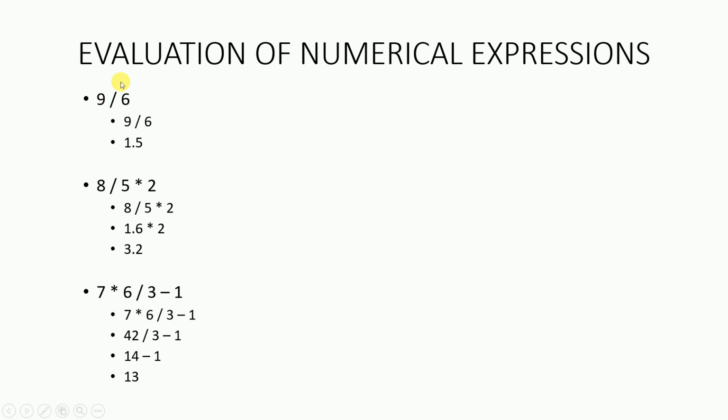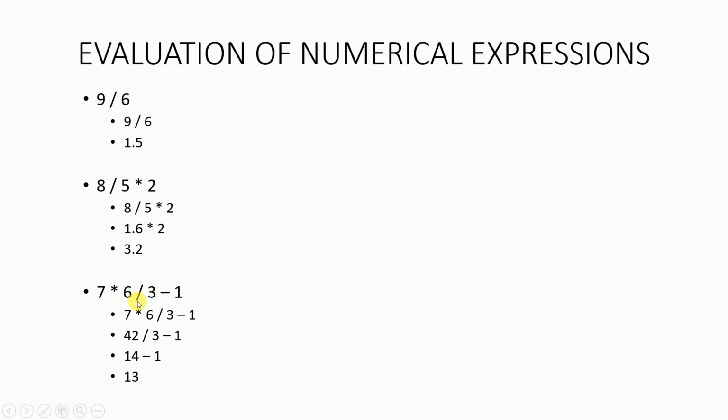Here you have only one division operation. 9 by 6 is 1.5. Okay. And 8 by 5 into 2. There is one division and one multiplication. You have to go from left to right. And 8 by 5 is 1.6. And 1.6 into 2 is 3.2.